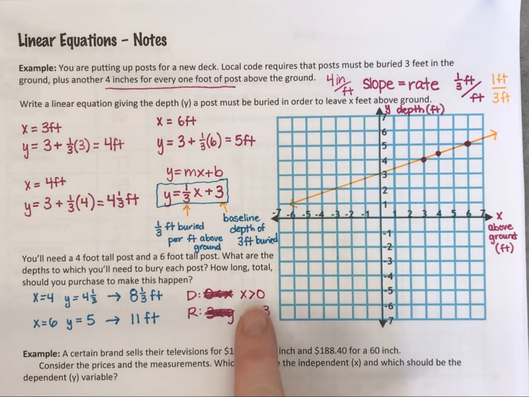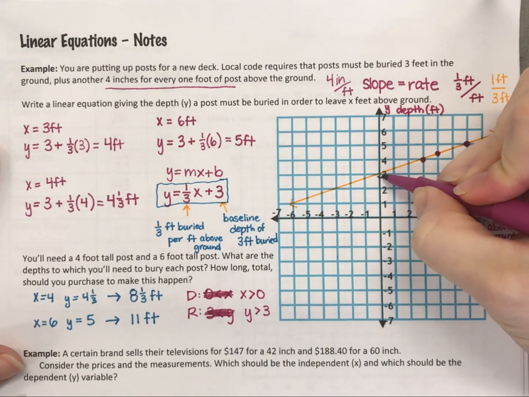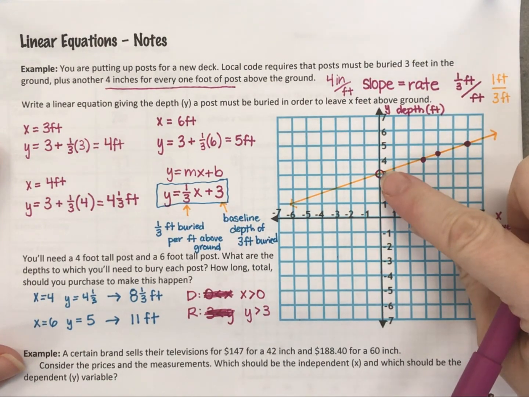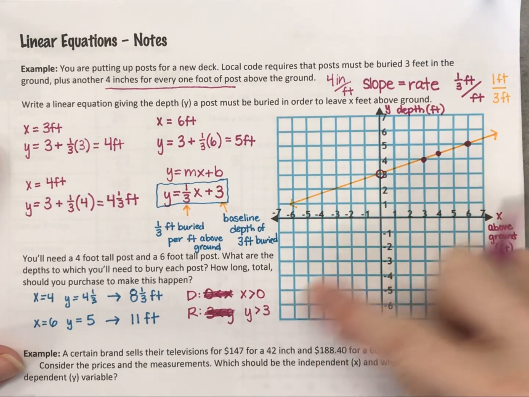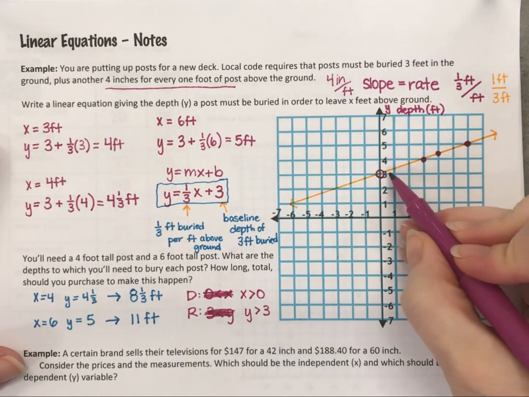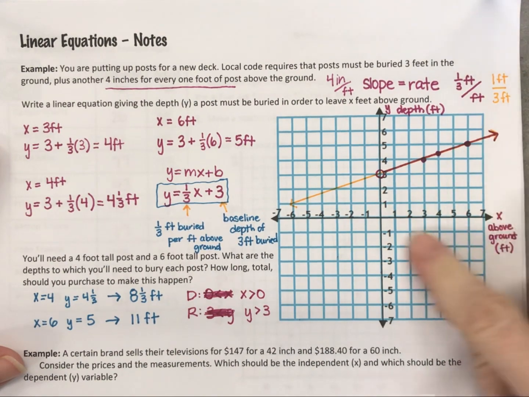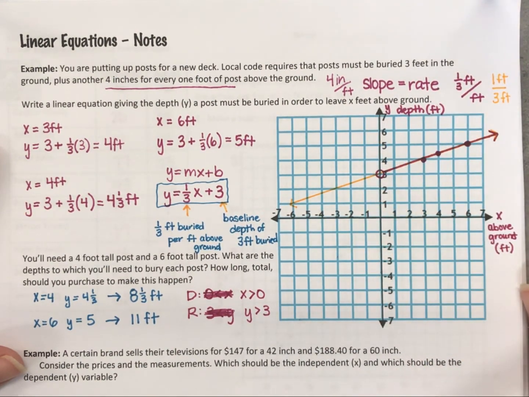So I'm going to say that the domain is X greater than 0 and the range is Y greater than 3. And so probably I shouldn't have drawn that entire line. Probably I should have cut it off with an open circle right here, right? Because I didn't want to actually include a 0-foot post buried 3 feet deep. So this model is really just good for this part of the graph, for when we're talking about positive values.